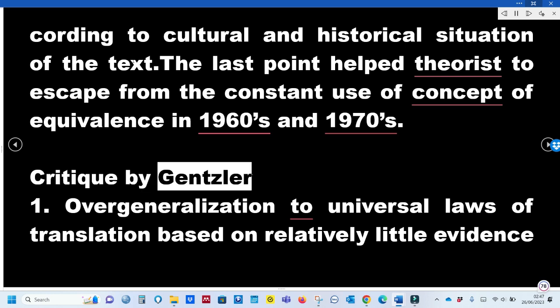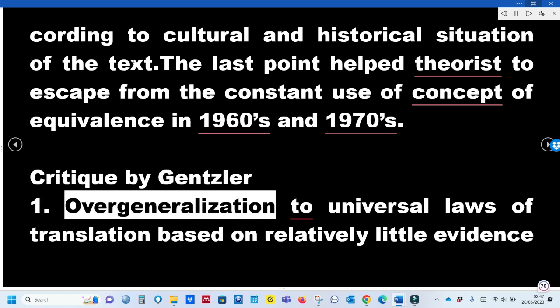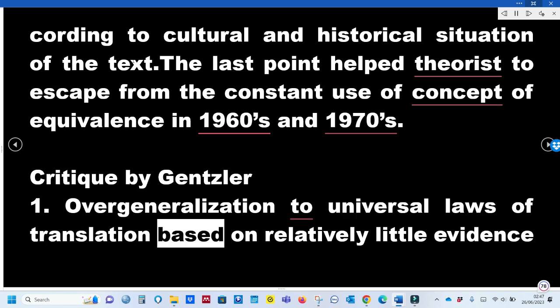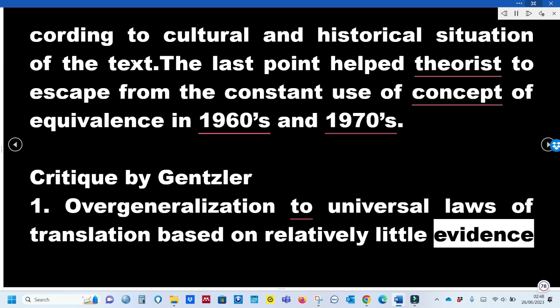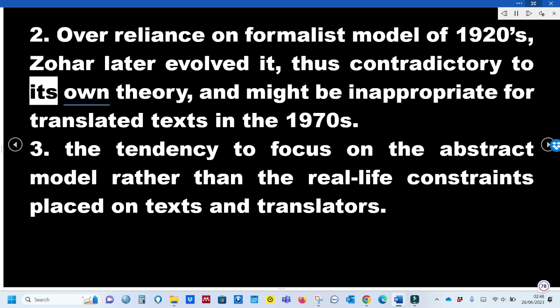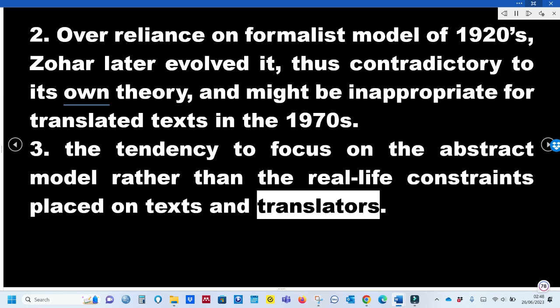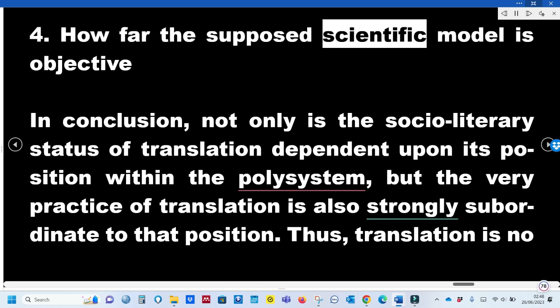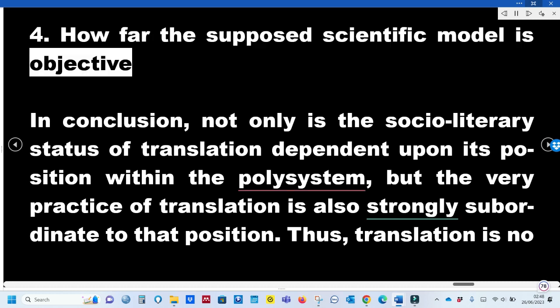Critique by Gentzler. 1. Overgeneralization to universal laws of translation based on relatively little evidence. 2. Over-reliance on the formalist model of the 1920s, which Zohar later evolved, thus contradictory to its own theory, and might be inappropriate for translated texts in the 1970s. 3. The tendency to focus on the abstract model rather than the real-life constraints placed on texts and translators. 4. How far the supposed scientific model is objective.